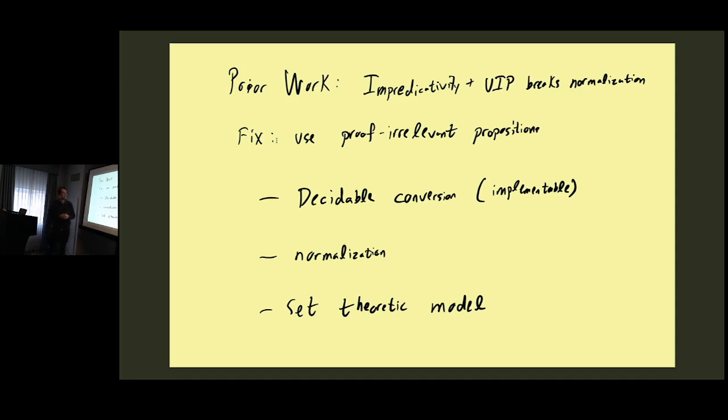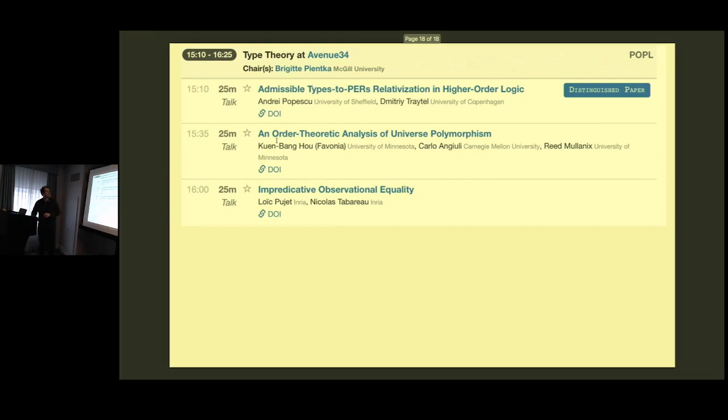And so they show in this paper that they get decidable conversion, which means that you could actually implement the type checker. They give a normalization procedure, and they justify it also with a set theoretic model to show that it's sound. Okay? And so, again, this is my distinguished session of POPL, so I hope you get over there, check out these nice talks.